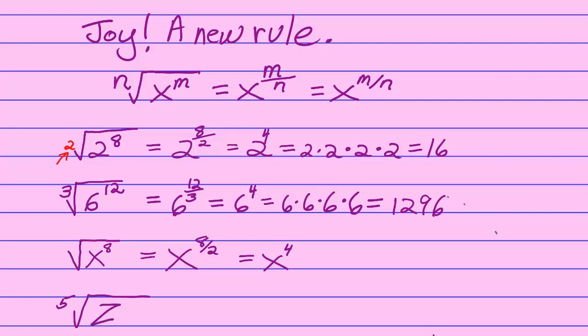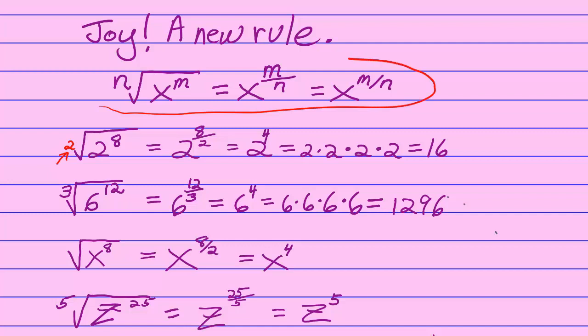And now the 5th root of z to the 25th power is z without a radical to the 25 divided by 5 power, and 25 divided by 5 is 5, so we have z to the 5th power. There's the rule, and it's pretty easy.